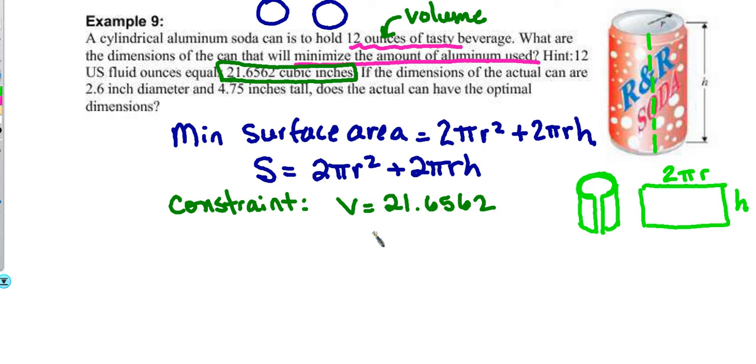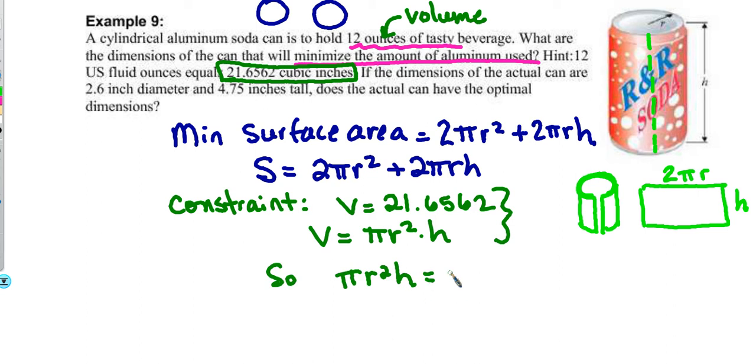My volume is going to be 21.6562. But remember, I'm trying to get a relationship between radius and height. So I think, well, what do I know about volume? Volume of a cylinder like this is the area of the base, pi r squared, times the height. That's one of those formulas that you should know. And so I do sort of have a system. I know the volume and I know a formula for the volume. So I can put them together to get that pi r squared h is 21.6562. So now I can use this as a substitution.